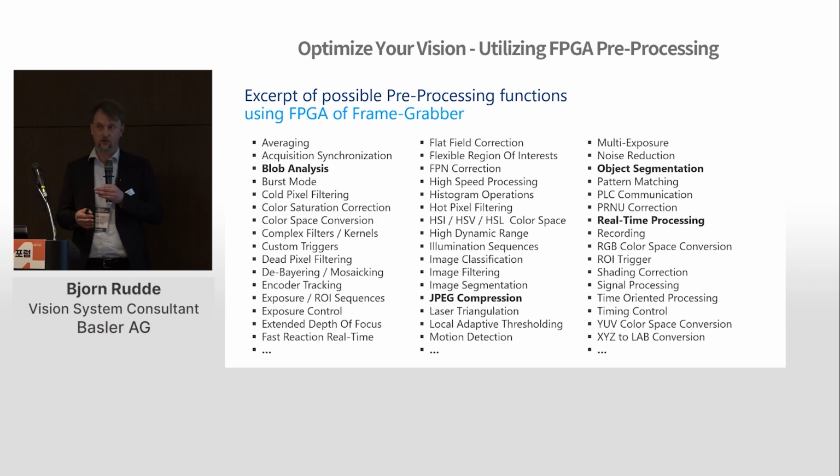Even JPEG compression is possible inside of the frame grabber. So if you want to do some image storage, you can do a JPEG compression accelerated by hardware. Normally this is very CPU time consuming and makes the system more complex or more expensive. But going for the JPEG compression as a hardware acceleration, it's very beneficial to do so.